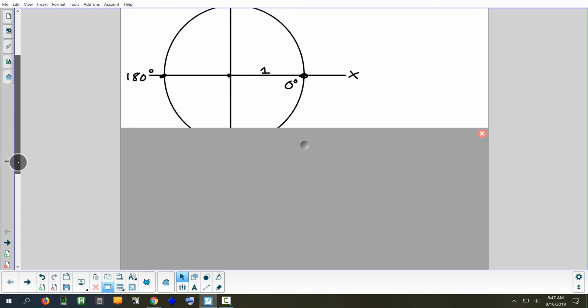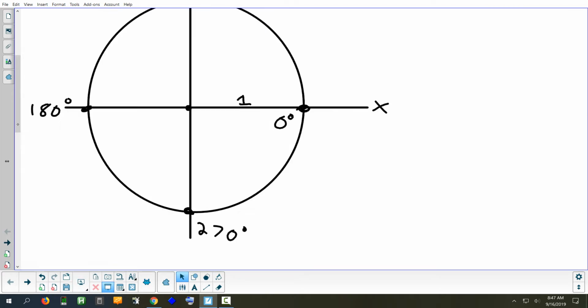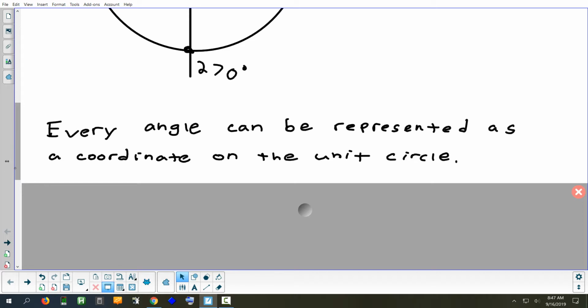So, this is the idea with unit circle trig. Every angle on that circle, or at least the special ones that we're going to work with, can be represented as a coordinate. That's basically the goal with unit circle trig, to figure out a coordinate. Some coordinates are easier than others, but all the angles that we're going to work with can be represented as a coordinate on this circle.